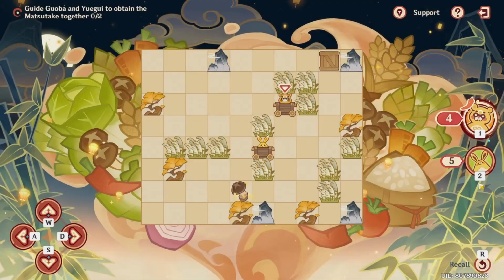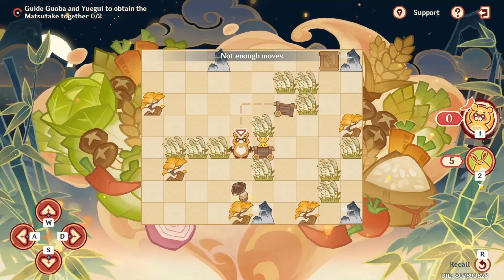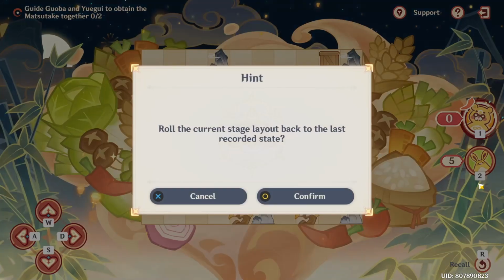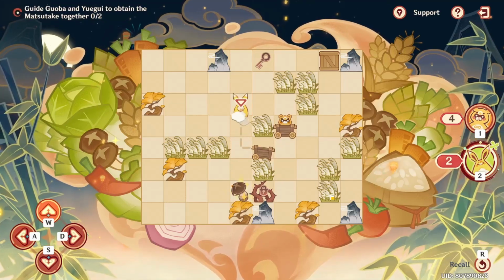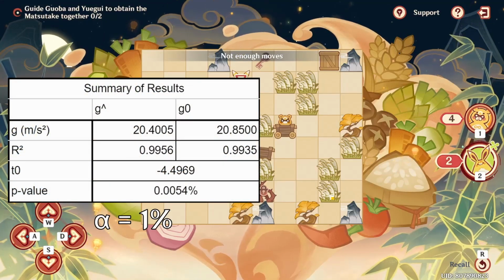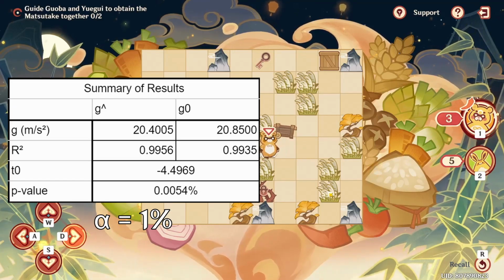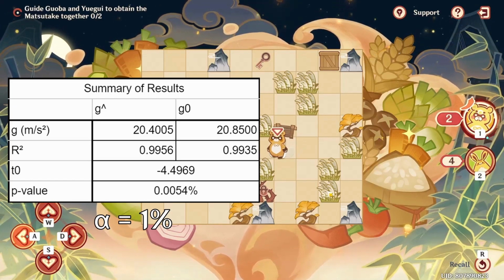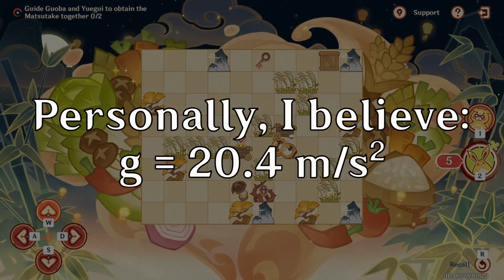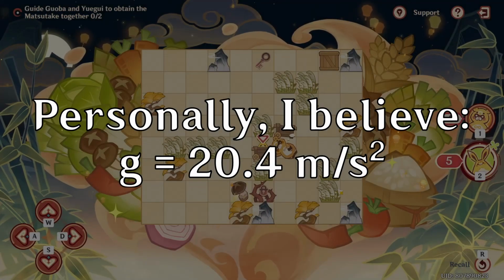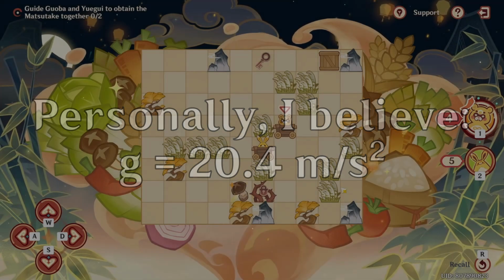In conclusion, I conducted new experiments and analysis to check if the gravitational acceleration I obtained in the last video would be a good estimate for the actual value. A two-tailed t-test was used to see that a value of 20.85 meters per second squared had a statistically significant difference from the optimal value obtained via curve fitting. Instead, I found that the gravitational acceleration of Teyvat is more likely to be 20.4 meters per second squared.